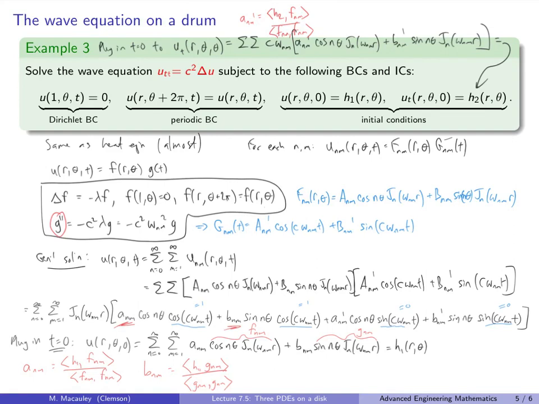Oh, but hold on, I've got to be careful. I'm equating coefficients. So this is the corresponding coefficient in here, but now we have the c omega_nm. So I've got to say c omega_nm times this. So we can solve for a_nm, and it's just this thing divided by c omega_nm. And similarly, c omega_nm times b_nm prime equals h2 dot g_nm over g_nm dot g_nm. Okay, and we have done it. We have found all of the coefficients using our initial conditions.